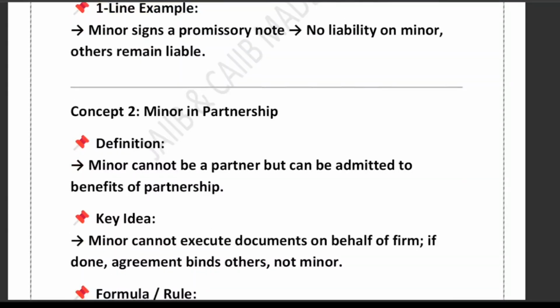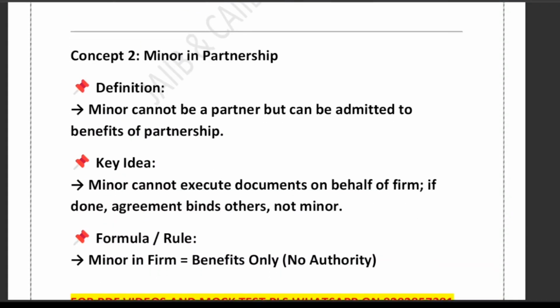What about partnership? A minor cannot be a partner, but he can be admitted to the benefits of the partnership. A minor cannot execute a document on behalf of the firm. If it is done, the agreement binds others, not the minor.